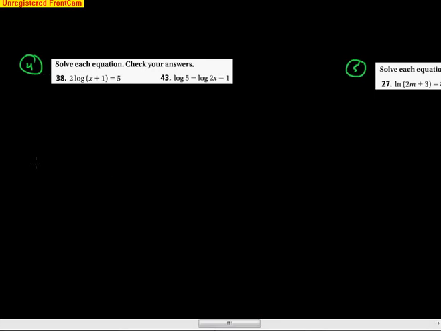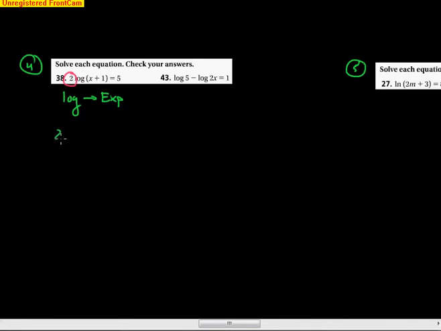Okay, 4 here. Solve each equation, check your answers. Now notice these are log problems, okay? So this is where we have to check our answers. Now, we are going to eventually write these logs in terms of exponents. First, we have to make sure the log and what's inside the log is by itself. And notice in this equation, this 2 is there, and it should not be there, okay?